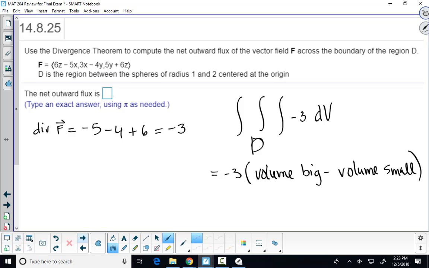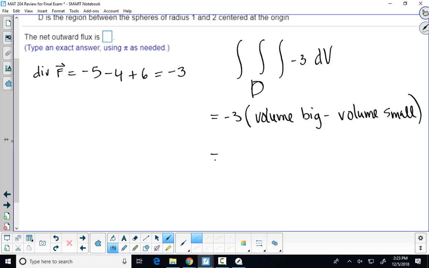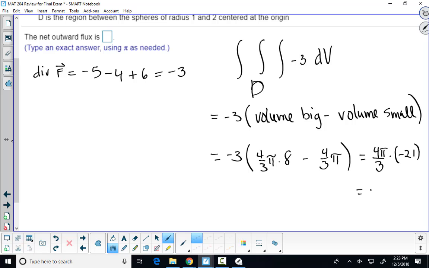So let's finish this off with the geometry piece, then we can set it up with the triple integral using spherical. So the volume of the big one is 4/3 pi r cubed, and the outside one I think had a radius of 2. And then the inside one had a radius of 1. So we end up with 4 pi over 3 multiplied by negative 21. So we get negative 28 pi.